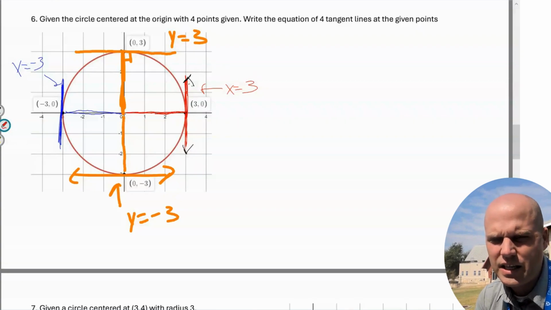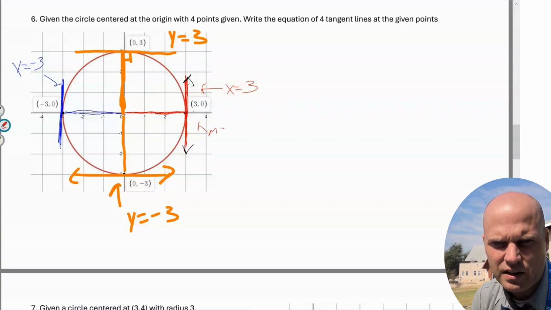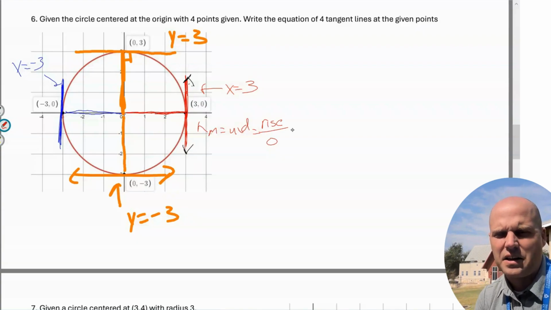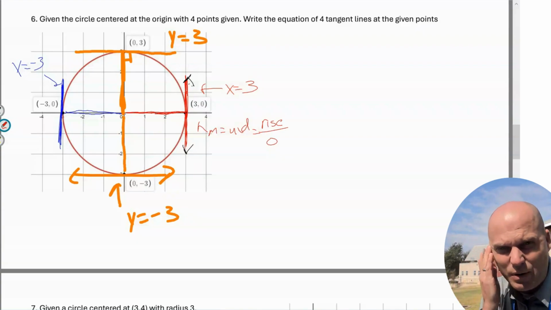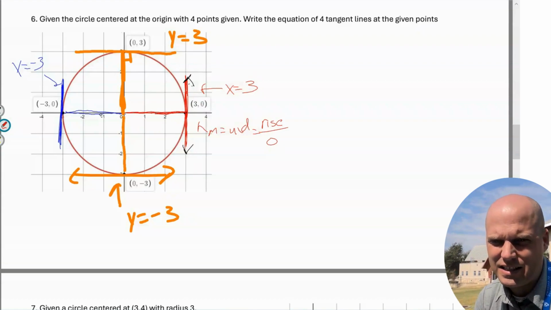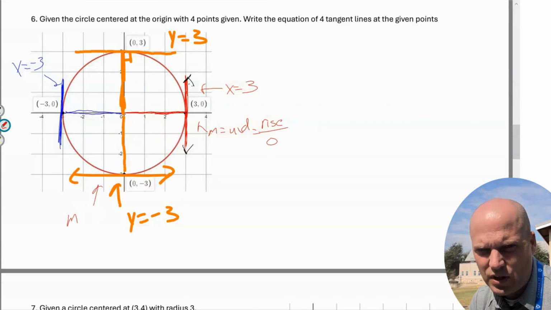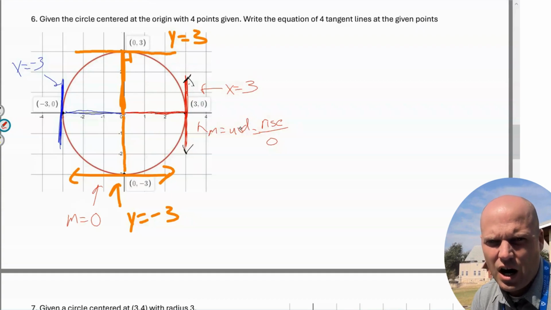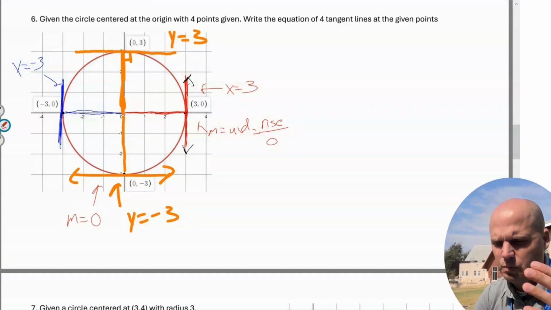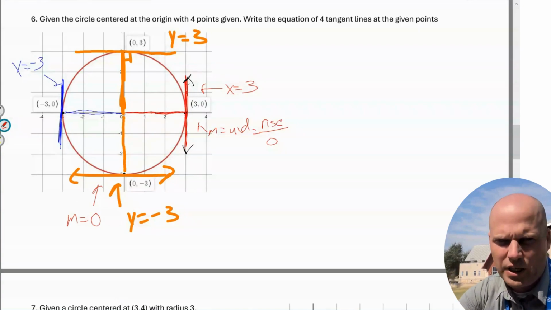Now, here's the key, guys. The slope of this line is undefined. It's got rise, but no run. You're not allowed to divide by 0, which is why we say the slope does not exist. The slope of this line is 0. Undefined slopes and 0 slopes are perpendicular to each other.